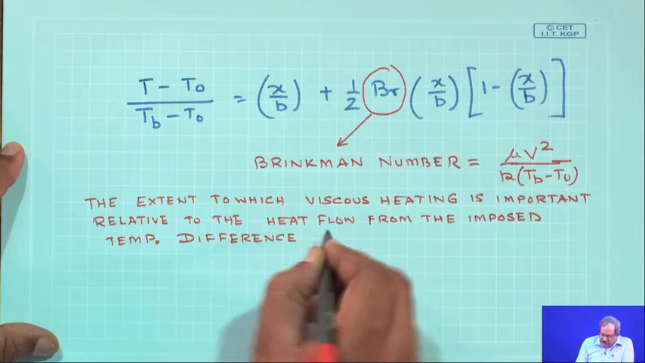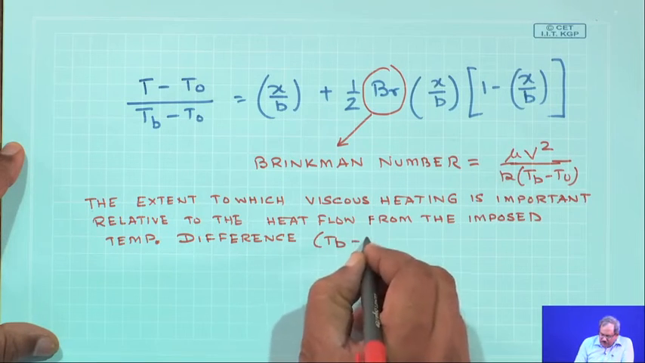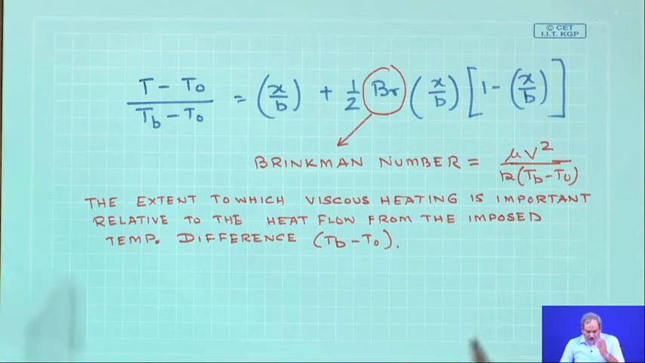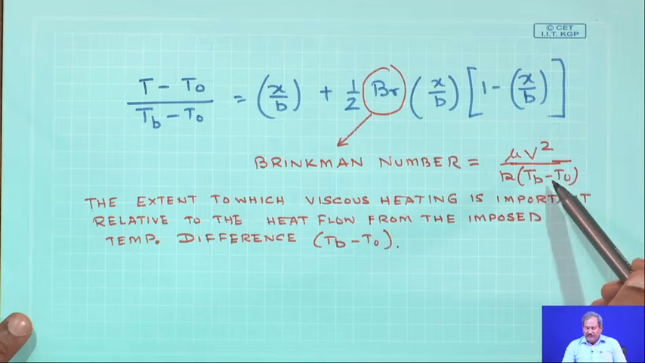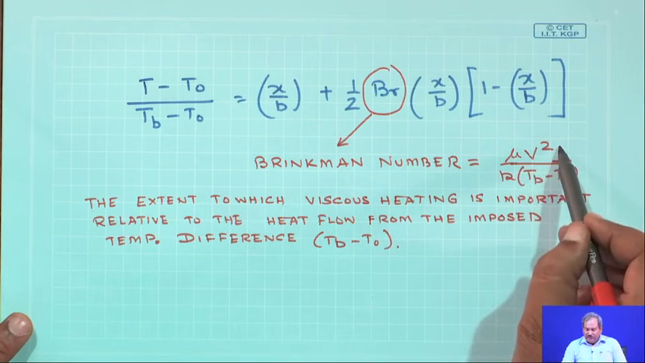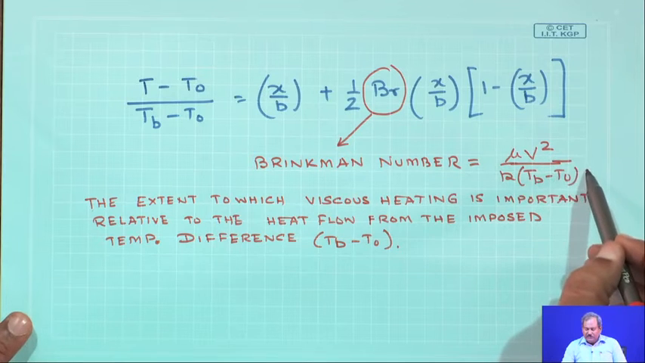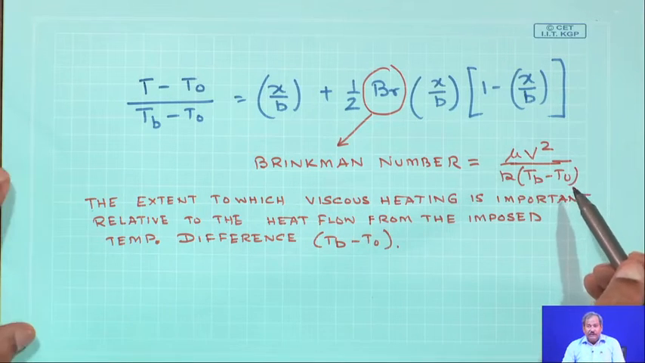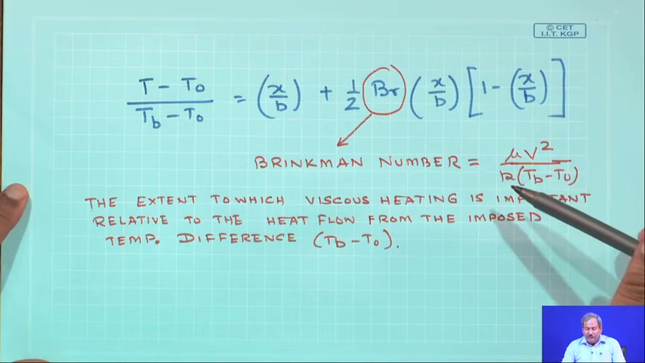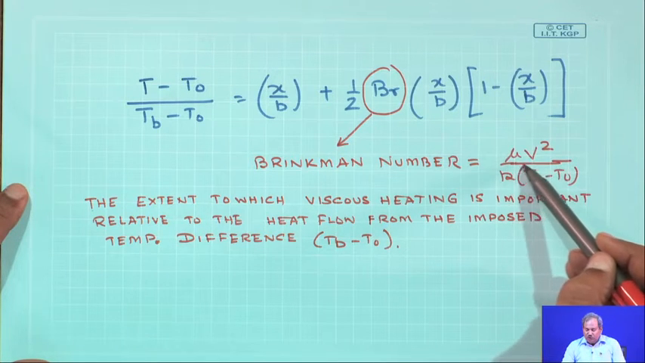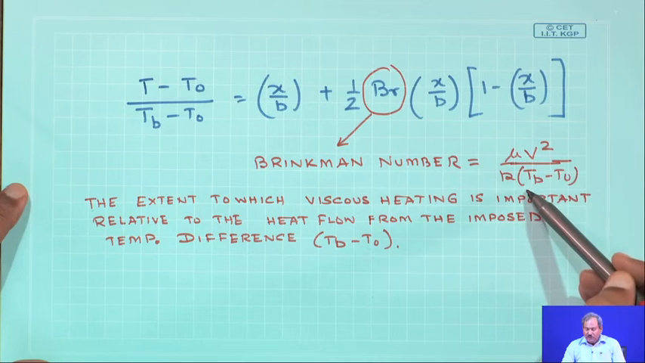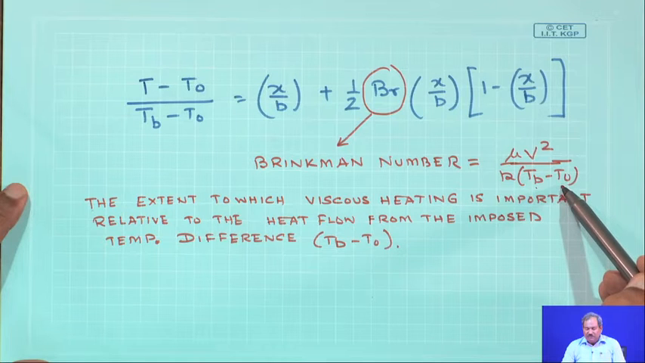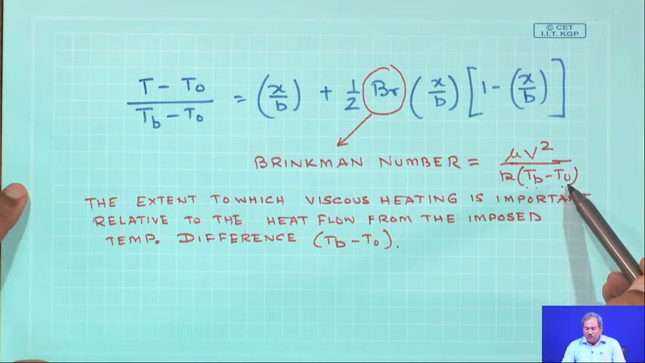Which in this case is simply equal to Tb minus T naught. So, it is clear that mu V square by k into Tb minus T naught, you can divide this side by L square and the denominator by L square, and from the definition of viscous heat you can see that the top refers to the viscous heat which is generated, whereas the bottom is the imposed temperature difference. So, they refer to the conductive flow of heat.